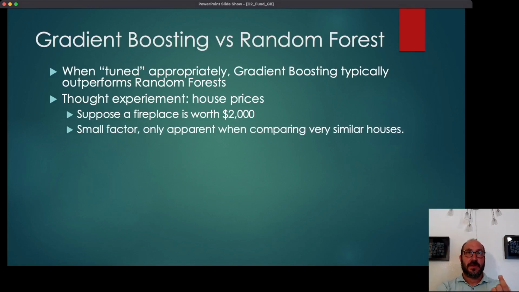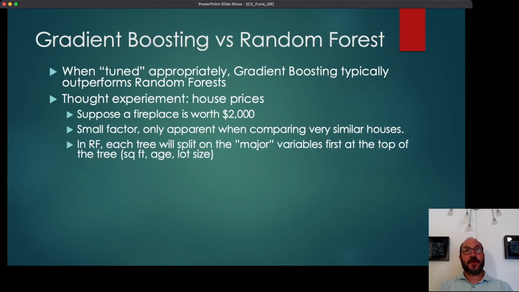So this value of the fireplace is only apparent when comparing very similar houses. Otherwise, it gets lost in the noise of all the other more important factors like the square footage of the house, the age of the house, the size of the lot, and so forth.